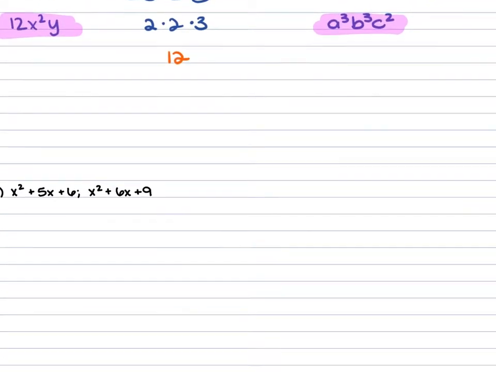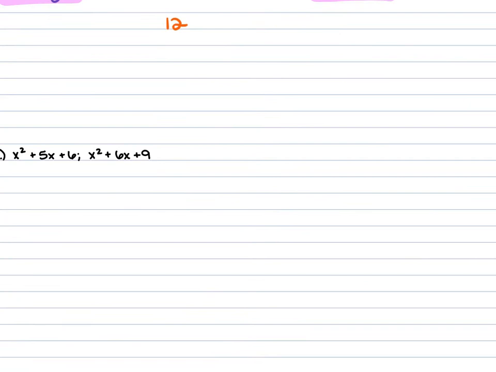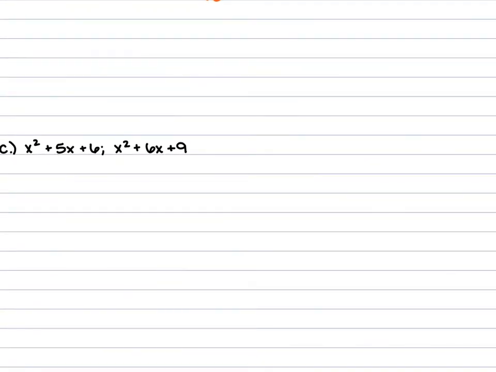For example C, we're given x squared plus 5x plus 6 and x squared plus 6x plus 9. We have to factor both of these. So if you start with the x squared plus 5x plus 6, our factors of 6 that add up to be 5 are 2 and 3. So this is going to be x plus 2 times x plus 3. For the x squared plus 6x plus 9, your two factors of 9 that add up to be 6 are 3 and 3. So that gives us x plus 3 times x plus 3.